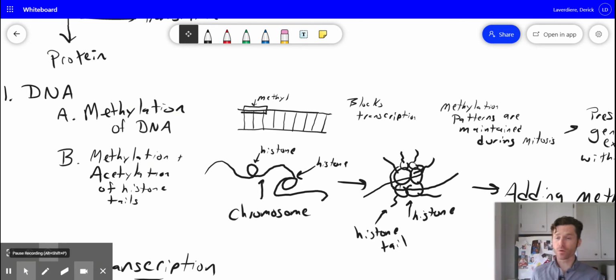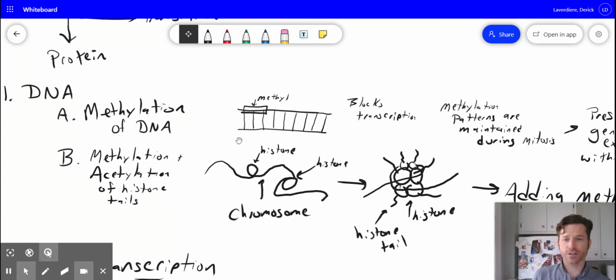So we are starting at the level of DNA. We are talking physically about the structure of the DNA itself and some modifications that we can make to that structure to regulate whether or not any specific gene is going to be expressed. There are two main ways in which our cells regulate gene expression at this level. The first of which is methylation of the DNA itself. We take a molecule called a methyl, we stick it right on the DNA strand, and it blocks transcription.